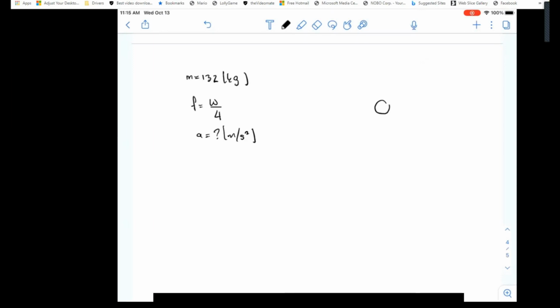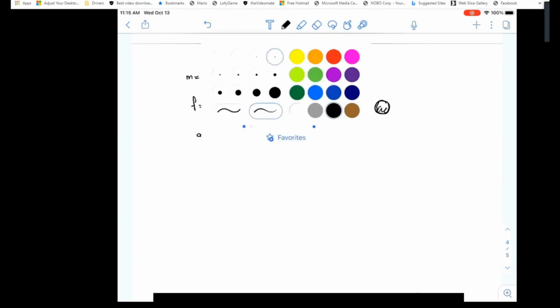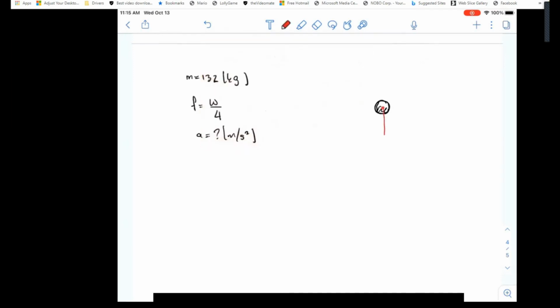All right, the first thing I'm going to do is a force diagram and identify the forces. So they got weight, which is mg, and then they got the frictional force opposing the motion. The frictional force is given as 1/4 of the weight. So the question is, what is the acceleration? This thing is accelerating in the downward direction, so what is this acceleration? That's what we're trying to figure out.